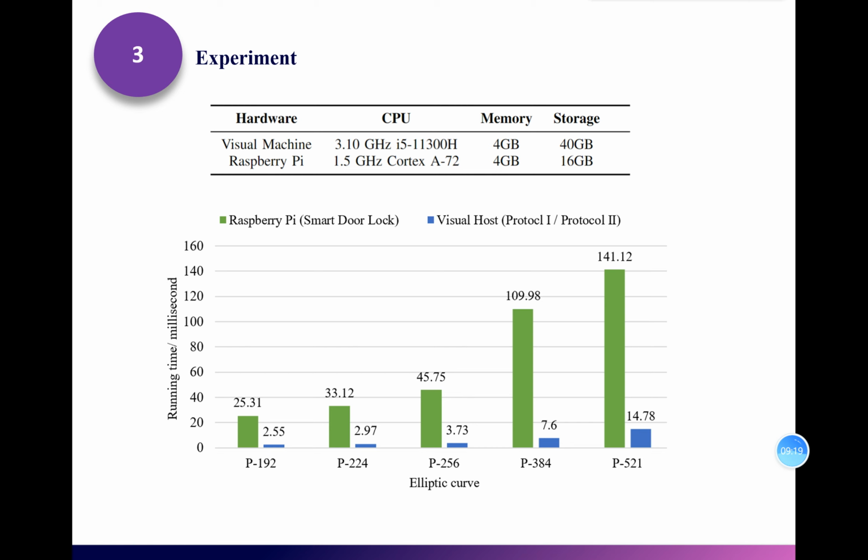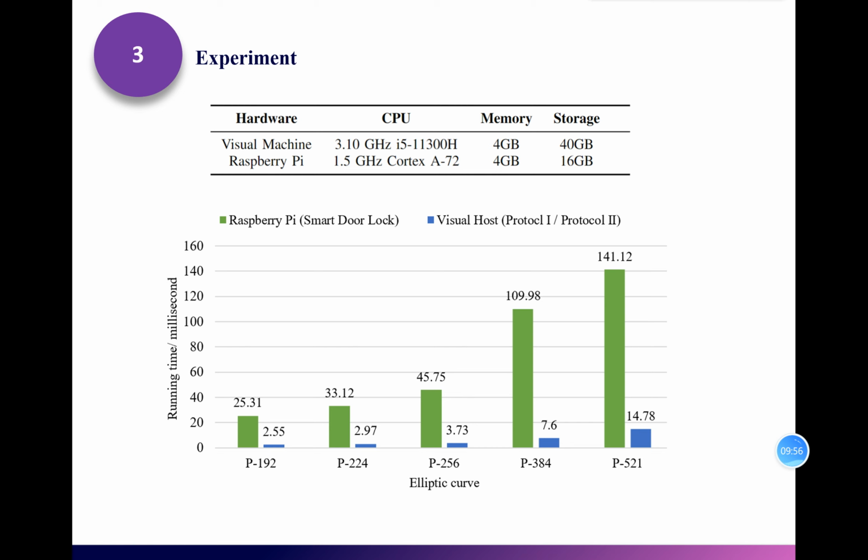In the second experiment, a Raspberry Pi is employed to simulate the smart lock device with limited computing power. The experimental environment is summarized in this table. Two virtual machines are used to simulate the host mobile device and the visitor's mobile device in Protocol 1 respectively. Similar to experiment 1, the two protocols are executed 10 times on different elliptic curves. The average computing time is shown in this figure.